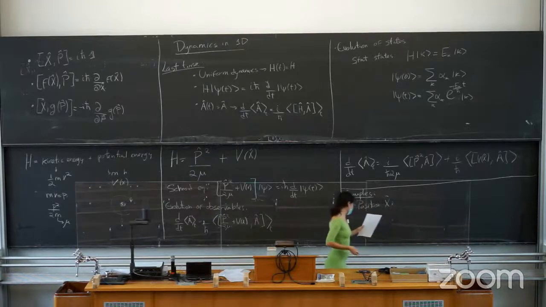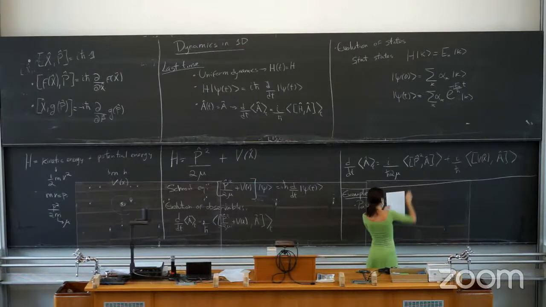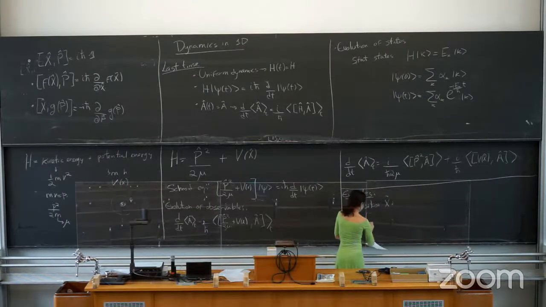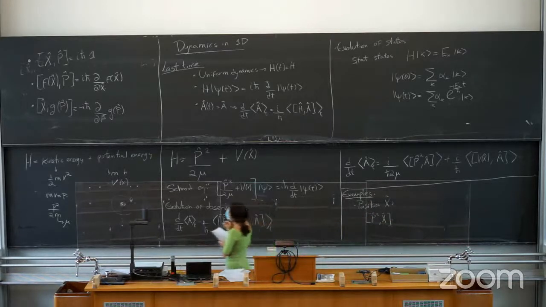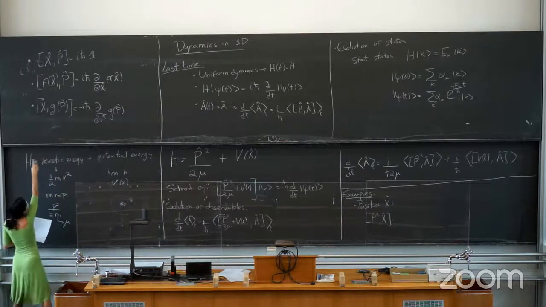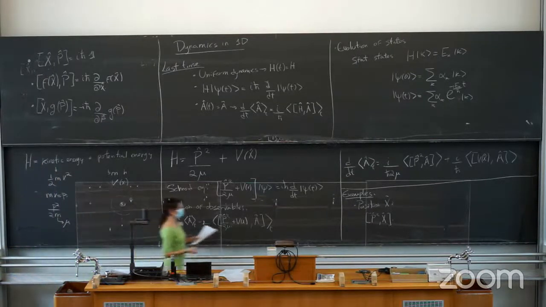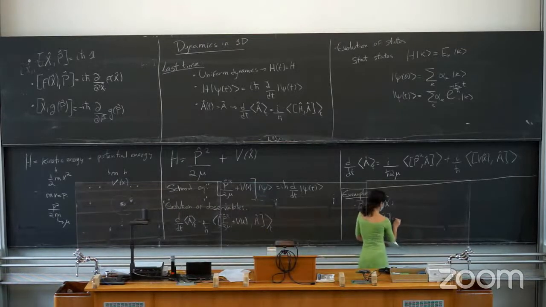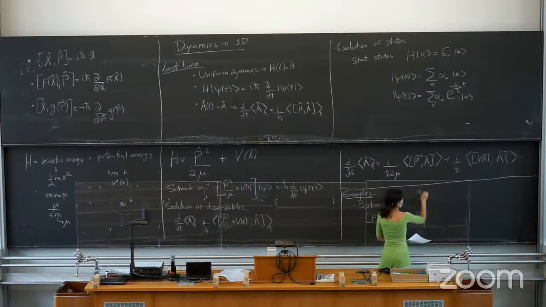So first we do this commutator here. So we have p squared and x, and p squared is a function of p. So we're going to use this last building block here. So this is minus, if we change the order, and we just have that g of p is p squared.